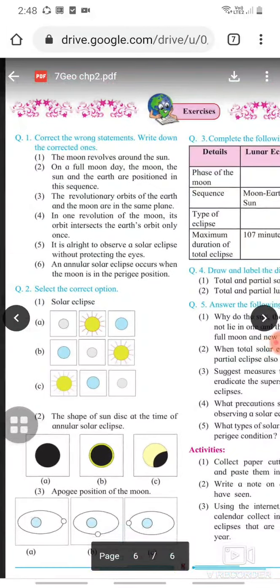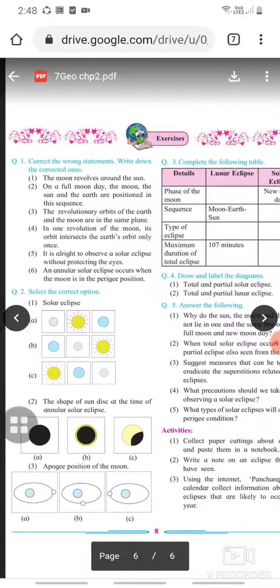Next, here comes your exercise. Okay, so the first question is to correct the wrong statements and write down the correct ones. So, children, you will be doing this and I will be asking you for the answers. Okay, so the first is the moon revolves around the sun.